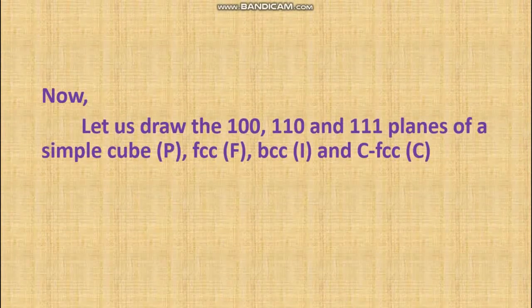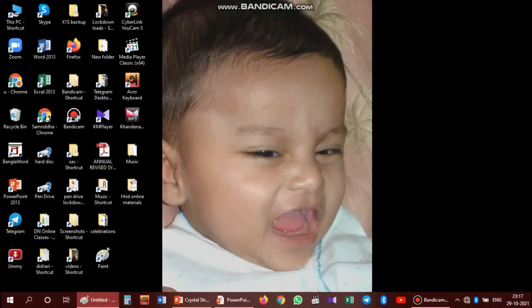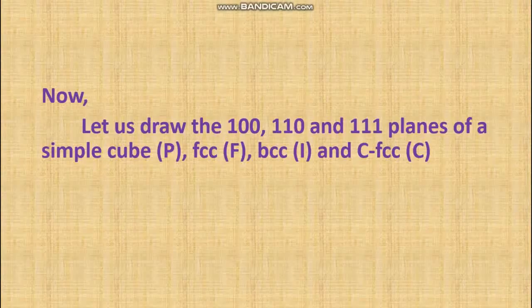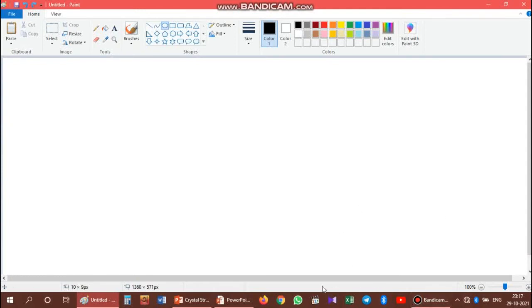Now let us draw the 100, 110 and 111 planes of a simple cube, that is P, face centered cube, that is F, body centered cube, that is I, and C face centered cube, that is C, these space lattices. So let's move to this drawing board.